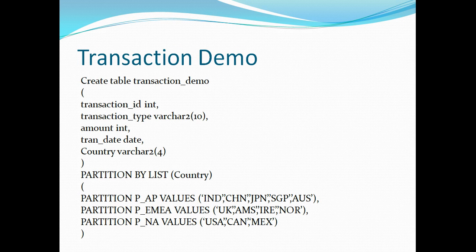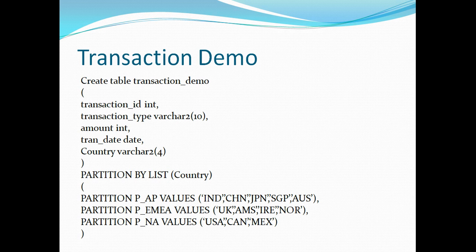Let's quickly recap what we have learned so far through a slightly different scenario. Here we have the transaction demo table, but instead of region we have country. Now we are partitioning by list, and the partitioning key here is country. We still have the same three partitions: AP, EMEA and North America. The countries that belong to AP are India, China, Japan, Singapore and Australia. To EMEA, UK, Amsterdam, Ireland and Norway. And to North America, USA, Canada and Mexico.